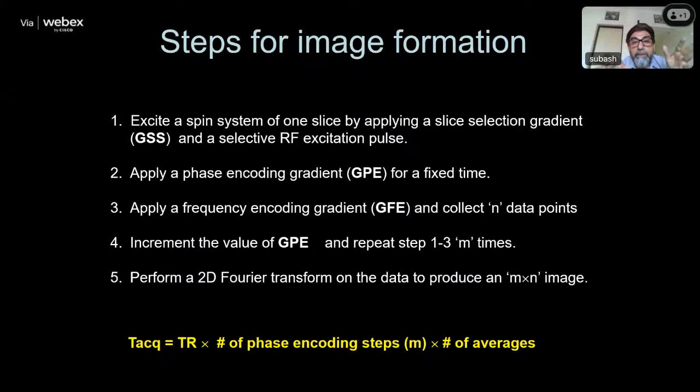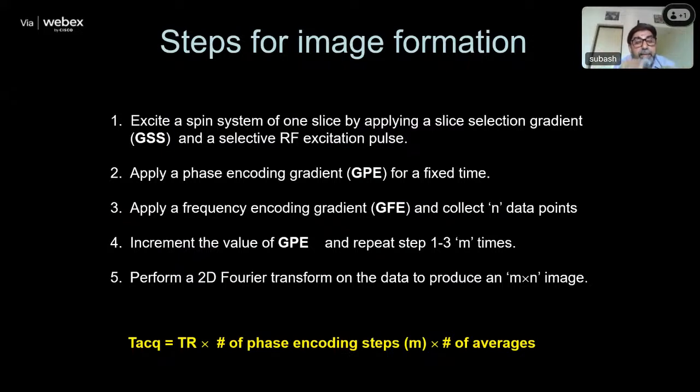So what are the steps in image formation now? First, you have to excite the spin system of one slice by applying a slice selection gradient. You apply a selection gradient and a selective RF excitation pulse. That means by this combination of selection gradient and radio frequency pulse, one slice will be selected. Then you apply a phase encoding gradient for a fixed time. Then you apply a frequency encoding gradient and collect n data points. So one row of data is collected.